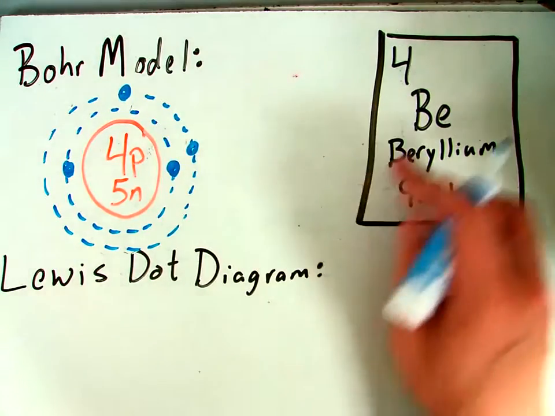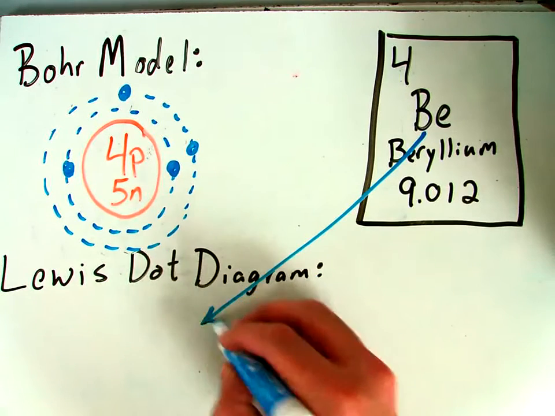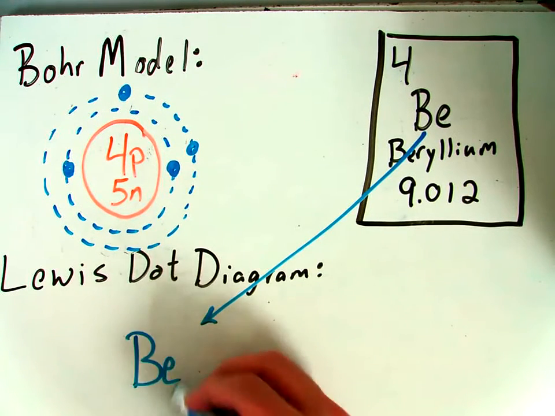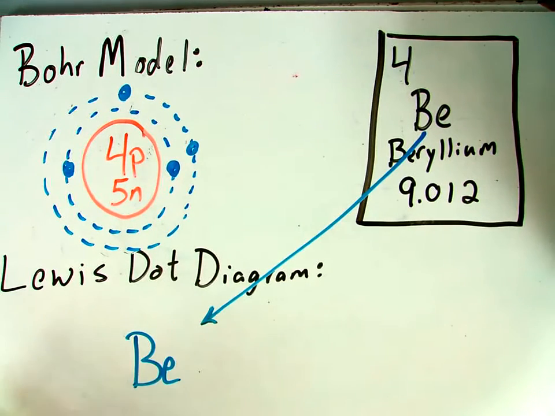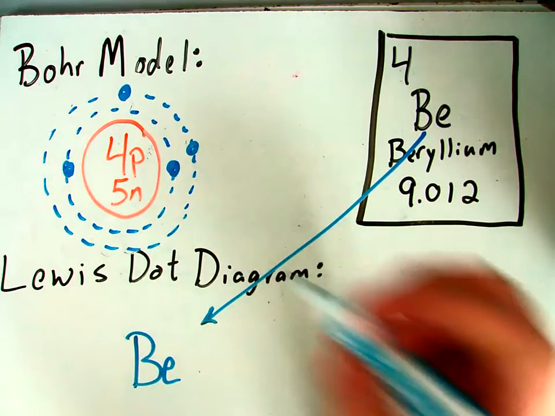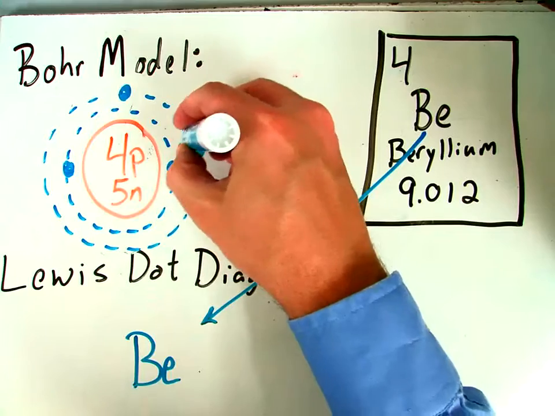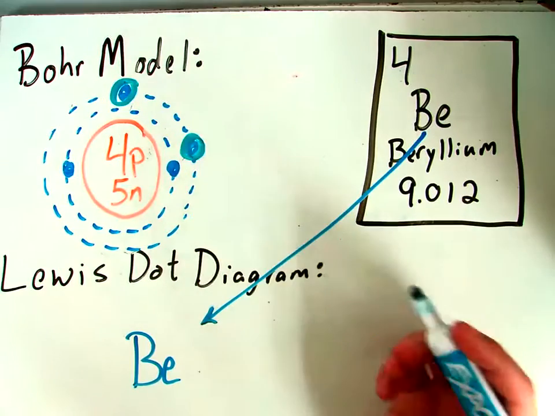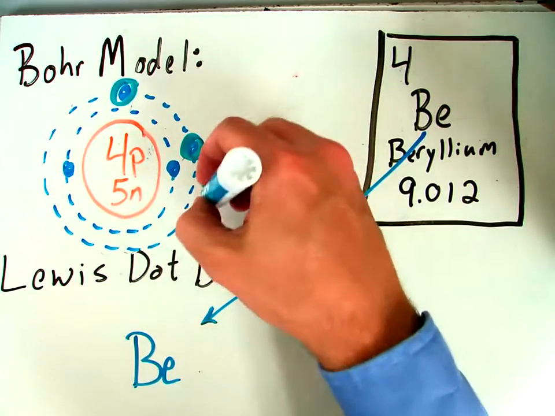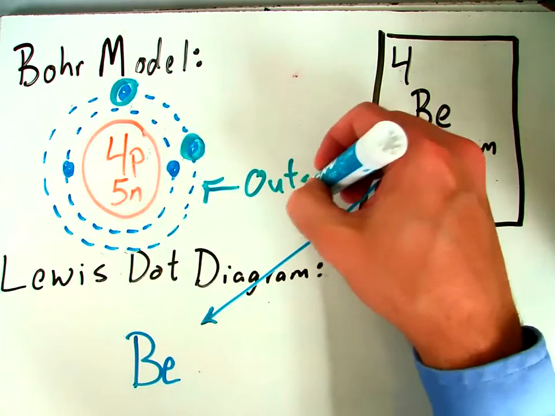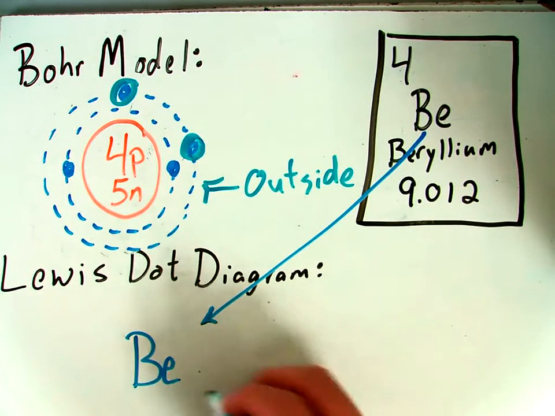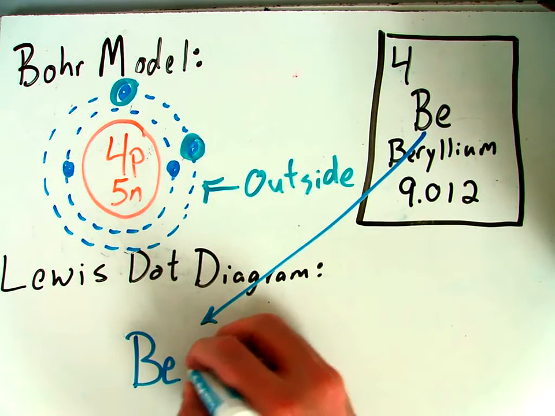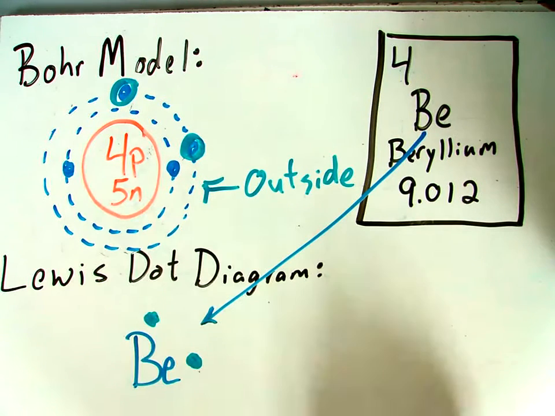To do the Lewis dot diagram, it's a whole lot easier. We just take the symbol, it's Be, and then we look at what our valence electrons are here for the Bohr model. So that's this one and this one. I know these are valence because that's the outside. The outermost orbit is always going to be where we find our valence electrons. So this one would have 2 valence electrons. Easy peasy.